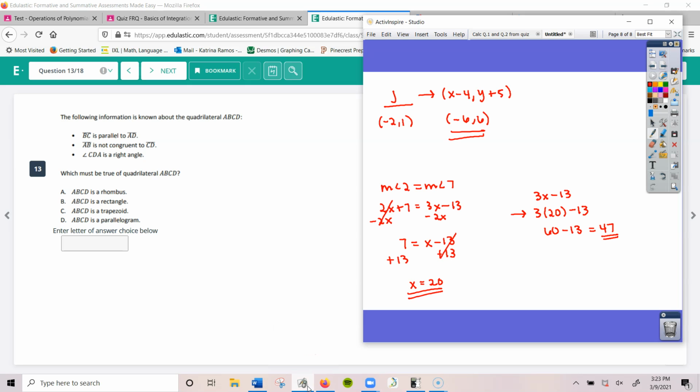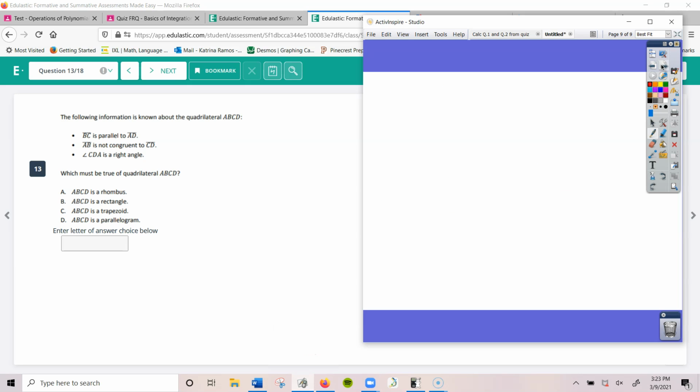So this is a little bit confusing, so I like to draw a picture. So we have that BC is parallel to AD. So I'm just going to put two parallel lines. We'll say this is BC and this is AD. So ABCD. AB is not congruent to CD. So let's say this one comes down, and then this one does like this. That way they're not parallel. This one is shorter than this one.